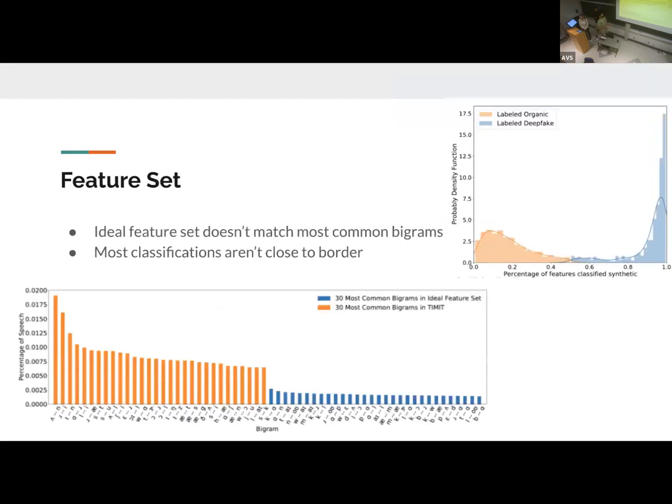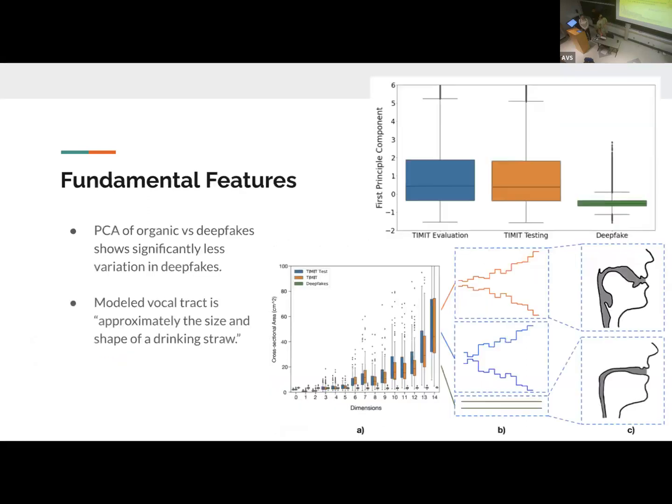Next up was the feature set. Their ideal feature set, even though it didn't include the most common bigrams found in the audio, they were still able to create this PDF on the right side, which is kind of their binary classification of real or fake. And so, as you can see, most of the classifications are closer to the extremes. That means that the model was very confident about most of the classifications that were produced. And basically, not many were on the border.